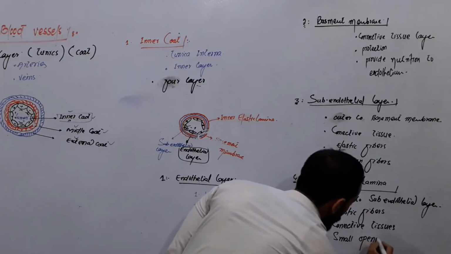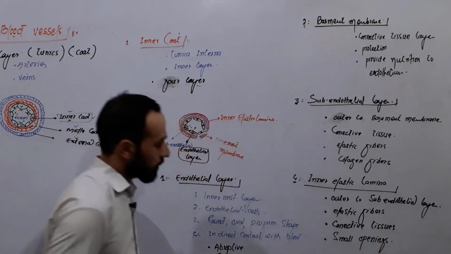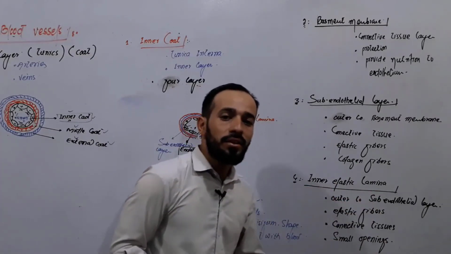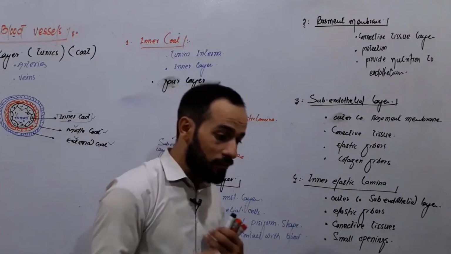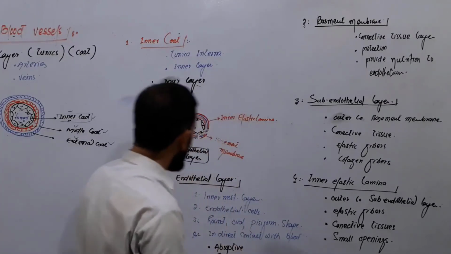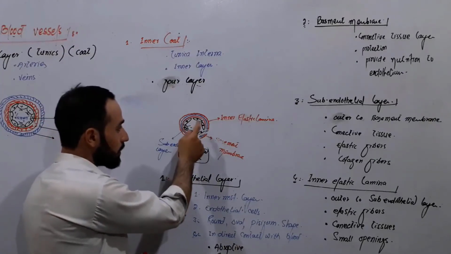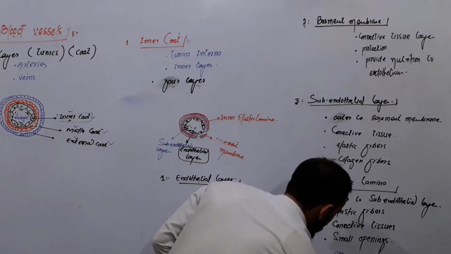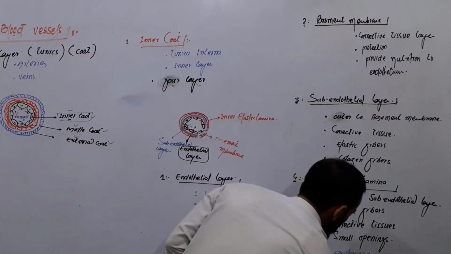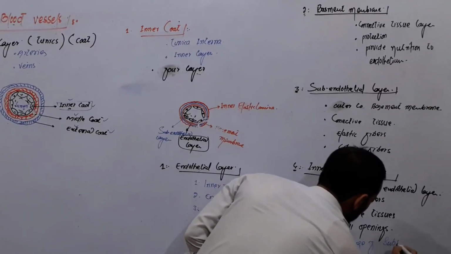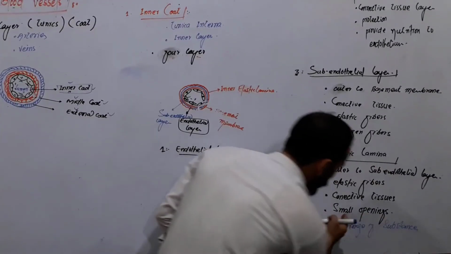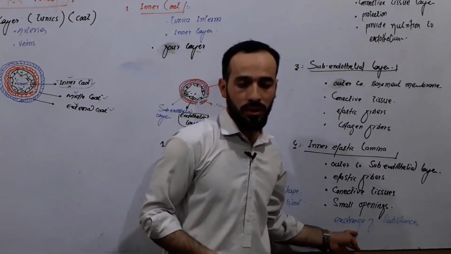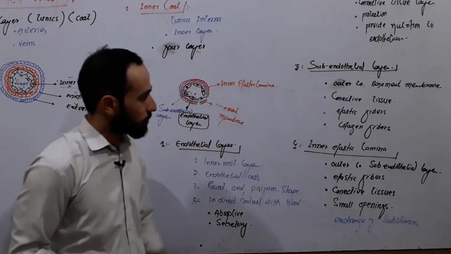I will show you in the diagram, inshallah, that this inner elastic lamina has small openings, and these openings are used for exchange of different substances between the lumen and outer layers. We would say simply that these small openings present in the inner elastic lamina are used for diffusion of different substances, right? I will show in the diagram, inshallah.